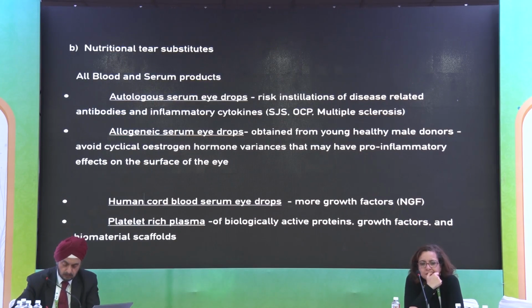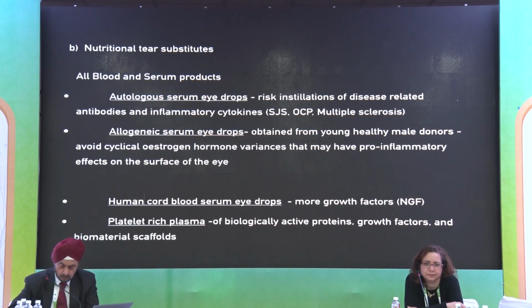Then coming to nutritional tear substitutes. So nutritional tear substitutes are all the products which are obtained from blood and serum. Autologous or allogenic serum eye drops can be used. The autologous serum eye drops are available in 20% or 50%. Usually 20% autologous serum eye drops are used.